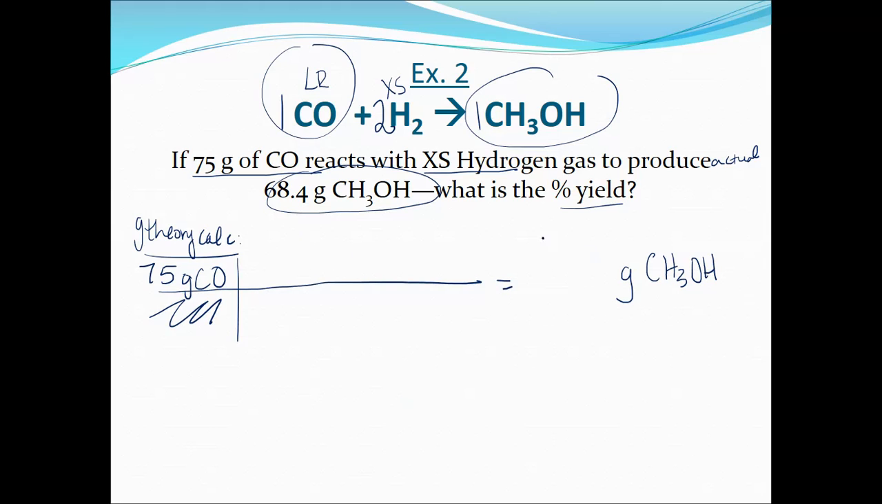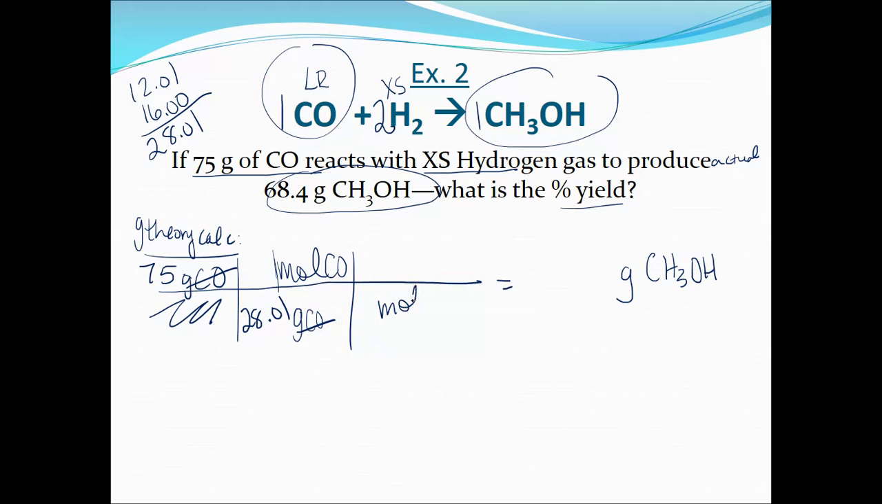So gram to gram is 3 steps. I need grams of CO on bottom. This is my molar mass of CO here, grams per 1 mole. So carbon is 12.01. The oxygen is 16.00, and that gives me 28.01 grams per mole. That lets your grams of CO cancel. So now we need the mole bridge in our 3-step problem. The mole bridge comes next. So moles of CO on bottom, moles of CH3OH on top. So that's a 1-to-1 ratio.